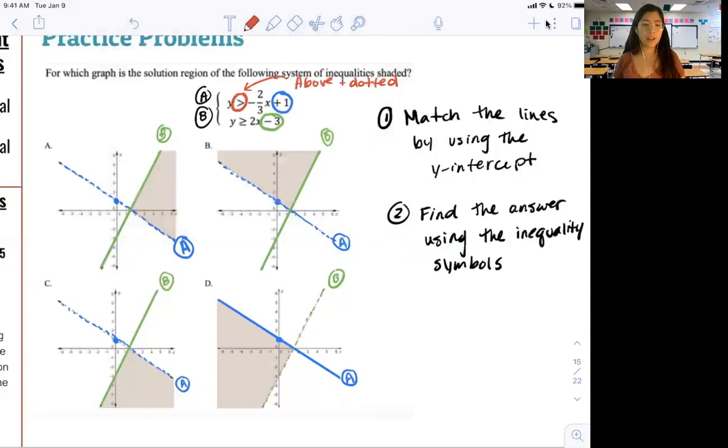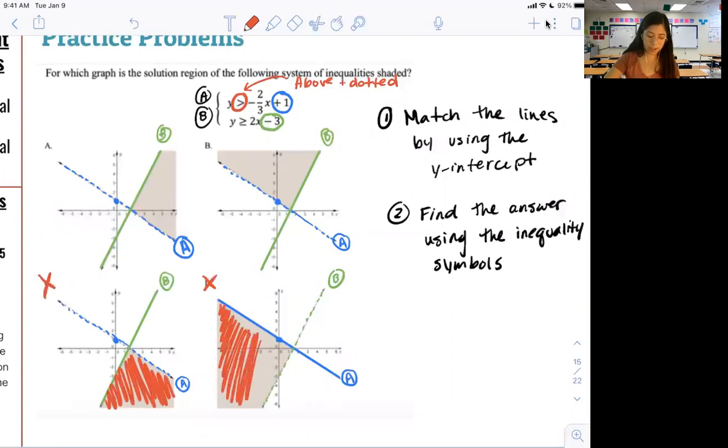So which inequalities are out? C and D. C is out because C is below the blue line. Y'all see that? That's below the blue line. So C is out. D is also below the blue line, and it had a solid line instead of a dotted line. So that's like double out.